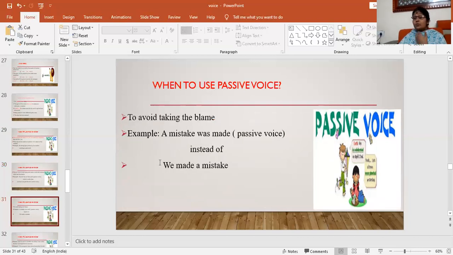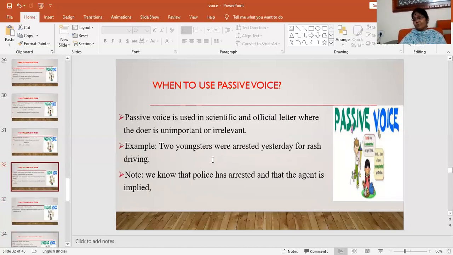And we also use passive voice to avoid taking the blame. For example, I will say, a mistake was made. Instead of saying we made a mistake, instead of acknowledging that we made a mistake, we'll just say a mistake was made, in passive voice. So to avoid blame also, we use passive voice, right? Now, when to use passive voice again? Passive voice is also used in scientific and official letters where the doer is unimportant or irrelevant, right? So there also we use our passive voice.